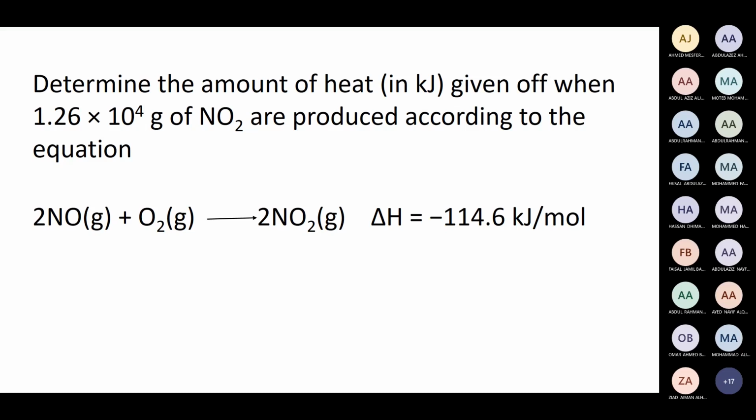Next, determine the amount of heat in kilojoule given when 1.26 times 10 to the power 4 gram NO2 are produced according to the following equation. Now again, 1.26 times 10 to the power 4 gram NO2. What's the first step I should do? Convert to mole. NO2, what's the number of moles?